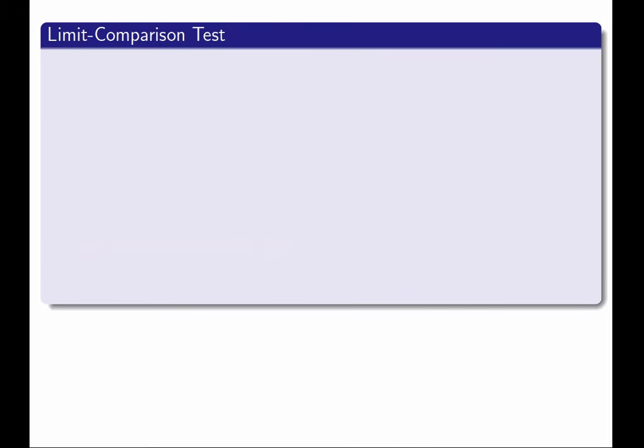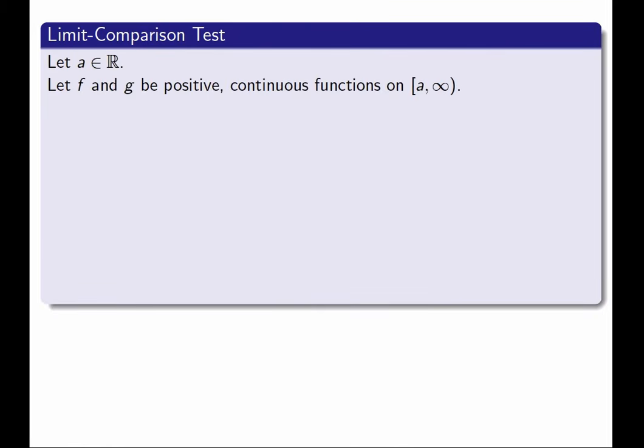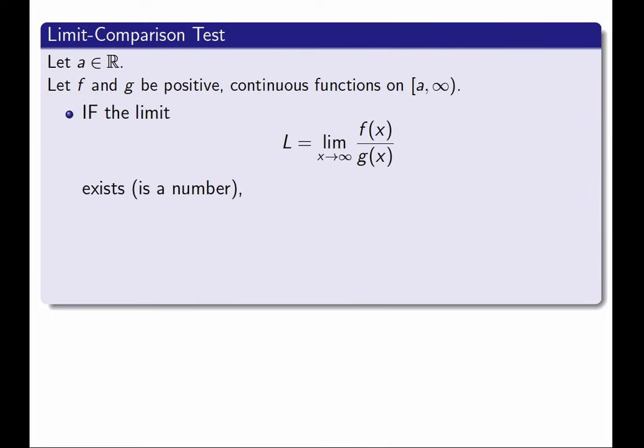Here is the statement. Let a be a real number, and I begin with two functions f and g. I assume they are both positive and continuous from a to infinity. I'm going to compare their integrals. Then the hypothesis: I need to assume that the limit of the quotient as the variable goes to infinity exists. That means that it is a number.